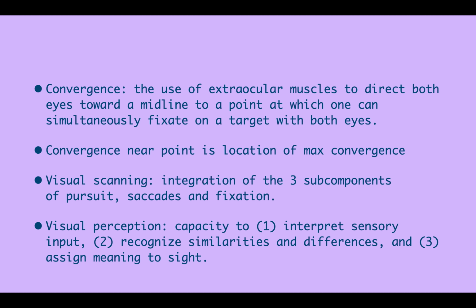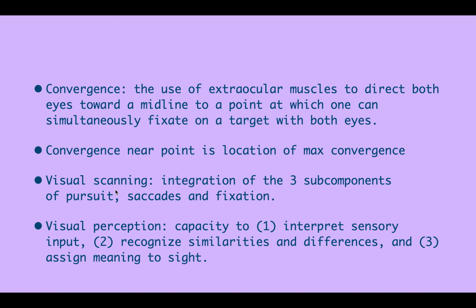Okay, so convergence is basically the use of the extraocular muscles to focus the eyes on a midpoint where you can fixate the target. And something called a convergence near point, that's the location where there's max convergence. So it can't be too far, and it can't be too close. We test the convergence by asking the patient to look at your finger as you move it back and forth, right? About 3 inches from the face is when the eyes start converging, so they look cross-eyed. That is going to be past your point of max convergence. This is when the vision starts getting blurry.